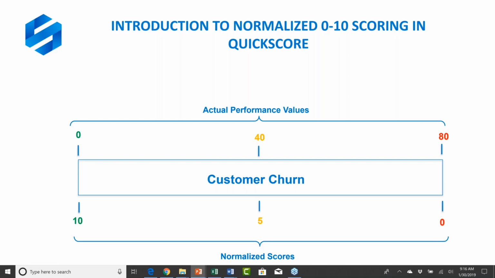Another example would be customer churn. Again, the same idea of a 0 to 10 scoring spectrum, but in this case, it's sort of flipped around, where we don't want to lose customers. So losing 0 customers is exceptional, and it should be scored with a normalized score of 10. On the other end, losing 80 customers is terrible, and we would assign it a normalized score of 0. Once again, 40 kind of sits in the middle, and it would get a normalized score of 5.